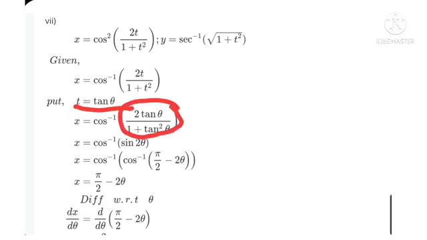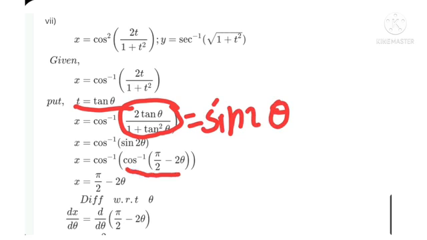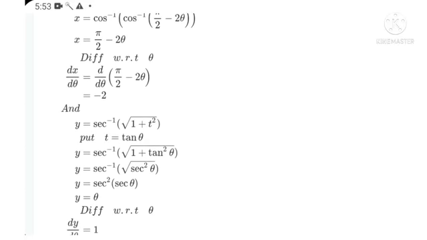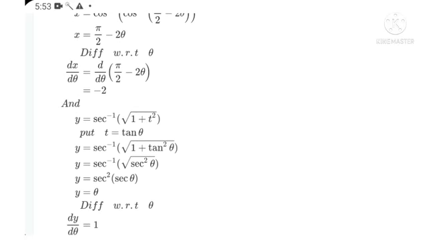And it is nothing but sine of 2 theta. So cos inverse of sine of 2 theta. We write sine of 2 theta as cos of pi by 2 minus 2 theta. Cos inverse cos, cos inverse gets cancelled. We get x is equal to pi by 2 minus 2 theta. Now differentiate with respect to theta, we get dx by d theta is equal to derivative of pi by 2 is 0 and derivative of minus 2 theta is minus 2.